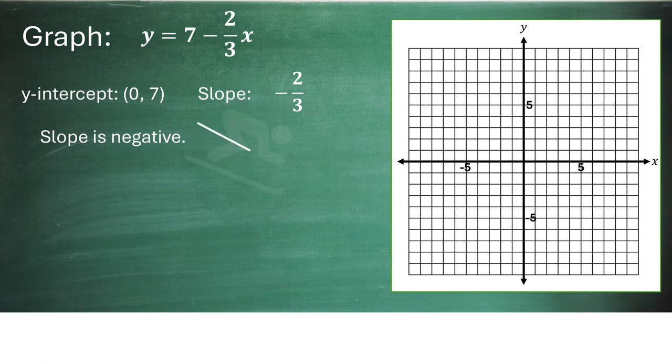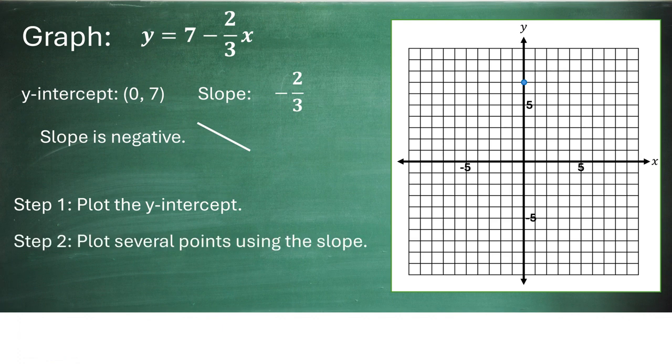So to graph this line, we start with our y-intercept. So we plot (0, 7). You can see that was plotted with the blue dot. So as a reminder, the y-intercept always sits on the y-axis. Next, we start plotting using our slope.